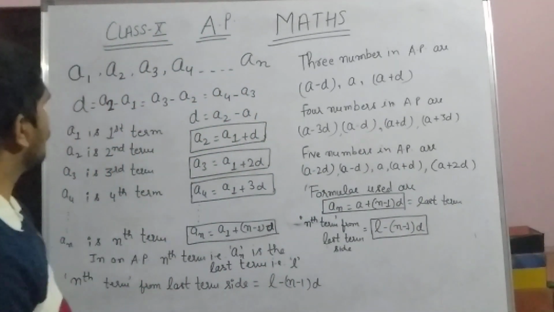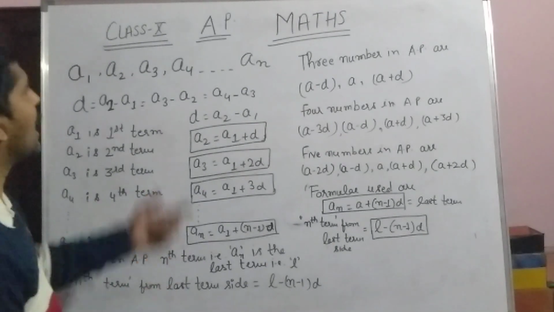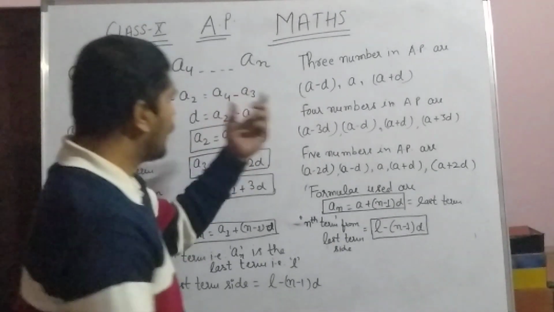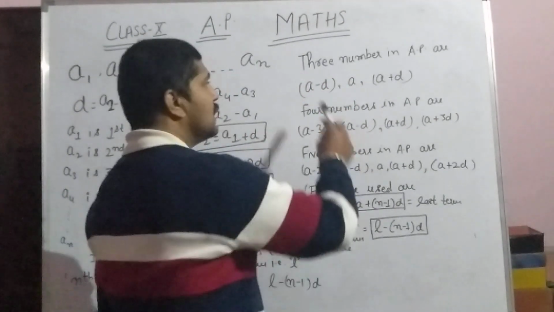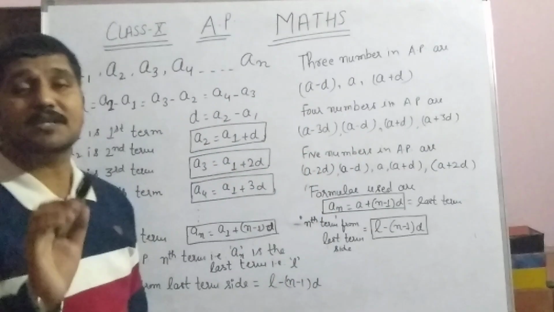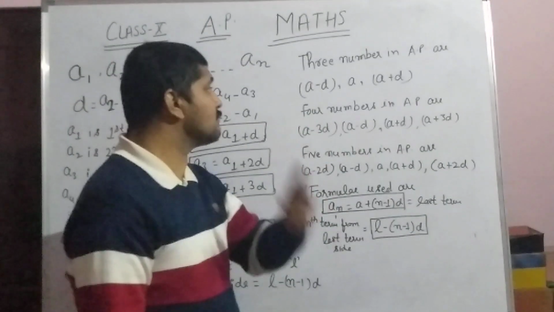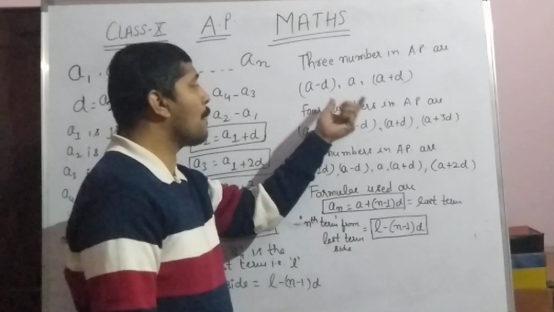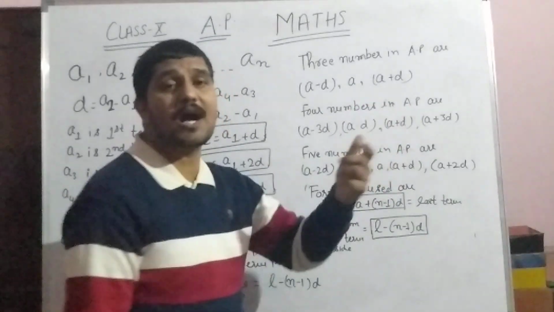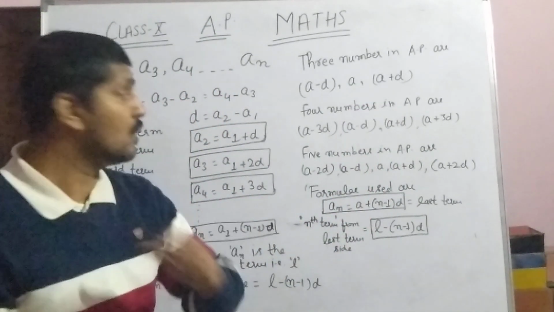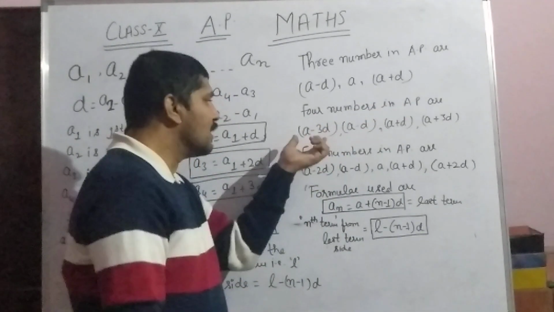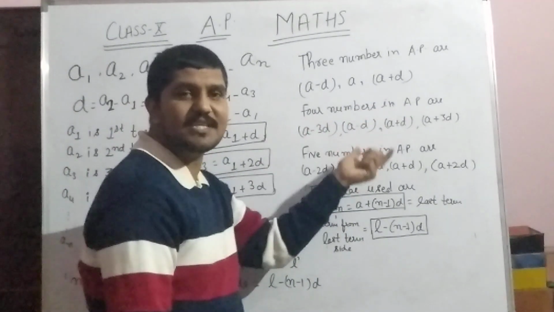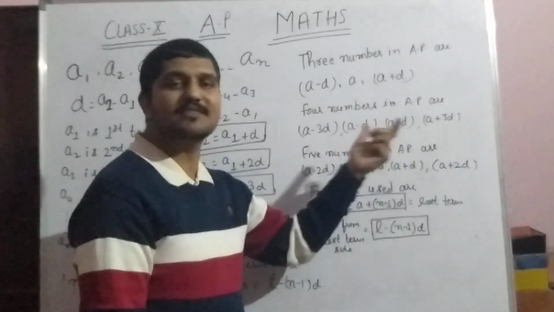So this is the concept for understanding arithmetic progression, and some default numbers. Whenever you are finding three numbers in AP, always remember A minus D, A, A plus D are the three numbers in AP always. Four numbers in AP, remember this also: A minus 3D, A minus D, A plus D and A plus 3D.